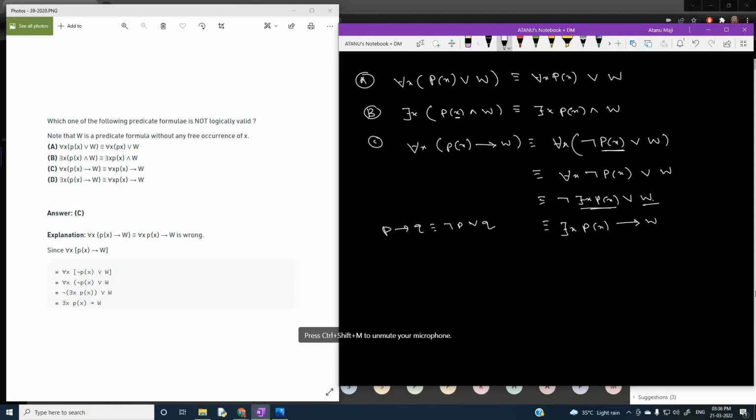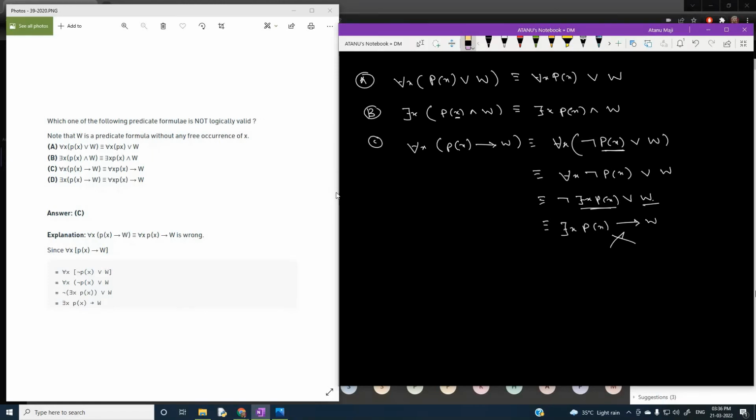But here in the option C, we can see that on the right hand side, the expression it is having for all x px implies w. That is not same as this one. That means option C expression is given, that is actually wrong expression. तो यहाँ पे C जो है, C is not logically valid. यहाँ पे there exist होना चाहिए था, यहाँ पे for all मिल रहा है. If you check the next option, you can see that's the correct option.